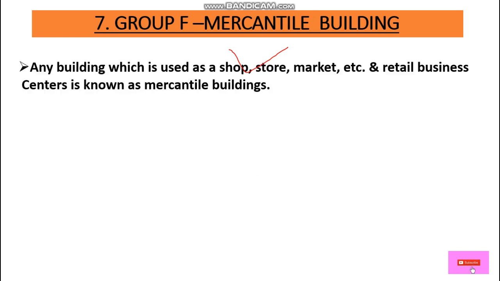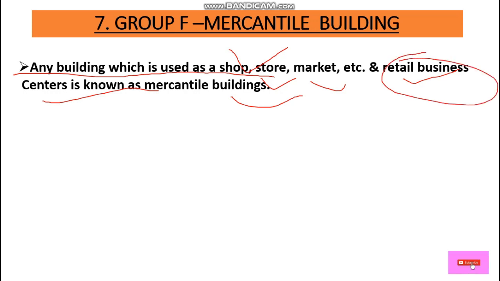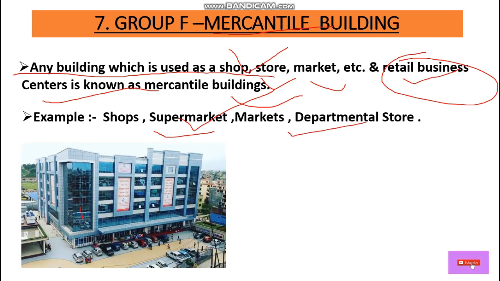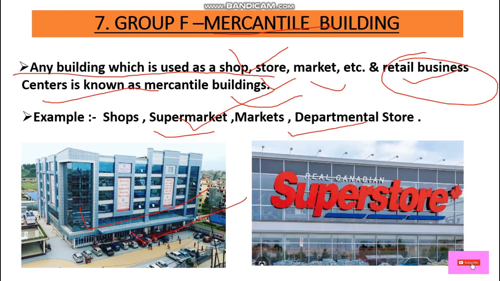And mercantile building. So what is a mercantile building? Any building which is used as a shop, a store, market, etc. and retail business center is called a mercantile building, where retail business happens. That includes shops, supermarkets, stores. So this is a superstore, a supermarket we can say, and this is a superstore. So these buildings are called mercantile buildings.